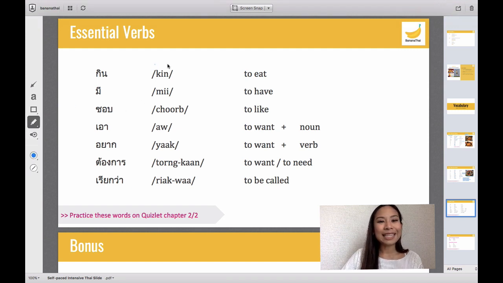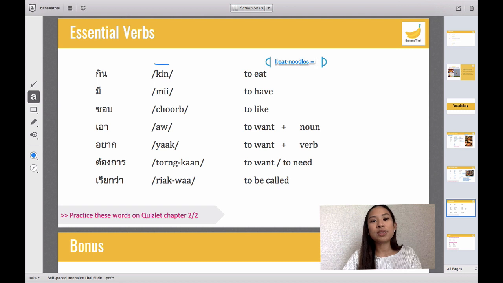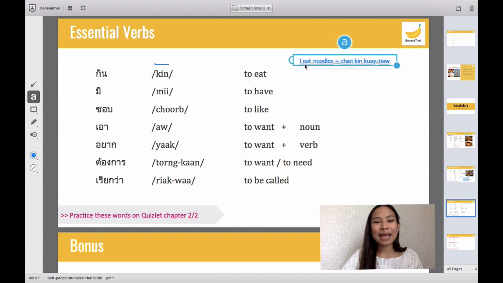The word กิน. กิน is to eat. For example, if you want to say I eat noodles, what would you say? I, ฉัน as a female, and if you are a man you would say ผม, okay? Eat is กิน and noodle is ก๋วยเตี๋ยว. That's it. I eat noodles. ฉันกินก๋วยเตี๋ยว. Easy.